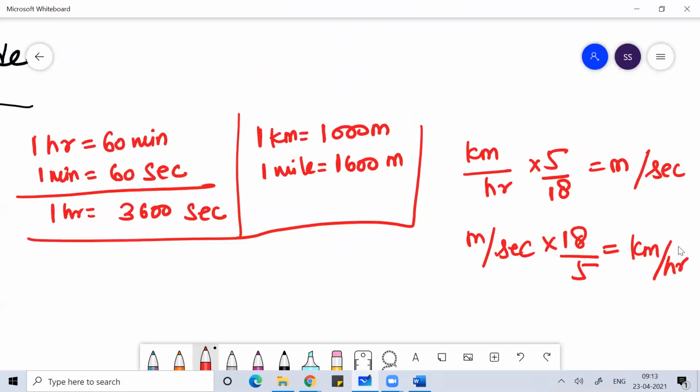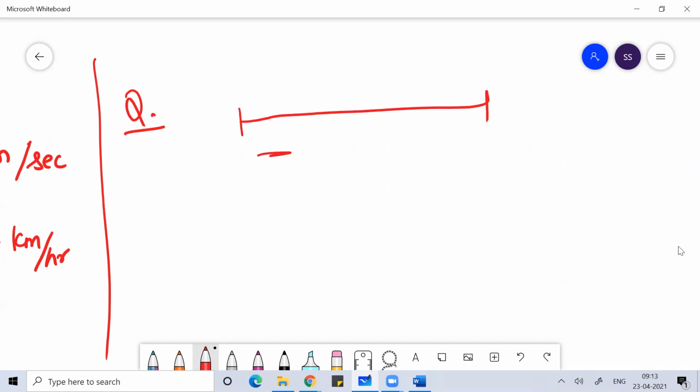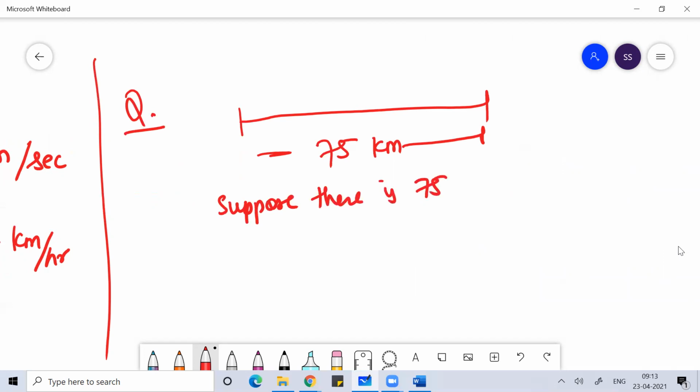Then I can talk about a few more numericals based on the same concept. Maybe there's a question. Suppose there's a race happening between a car and a train, and the race is of 75 kilometers. Suppose a 75-kilometer race between car and train.